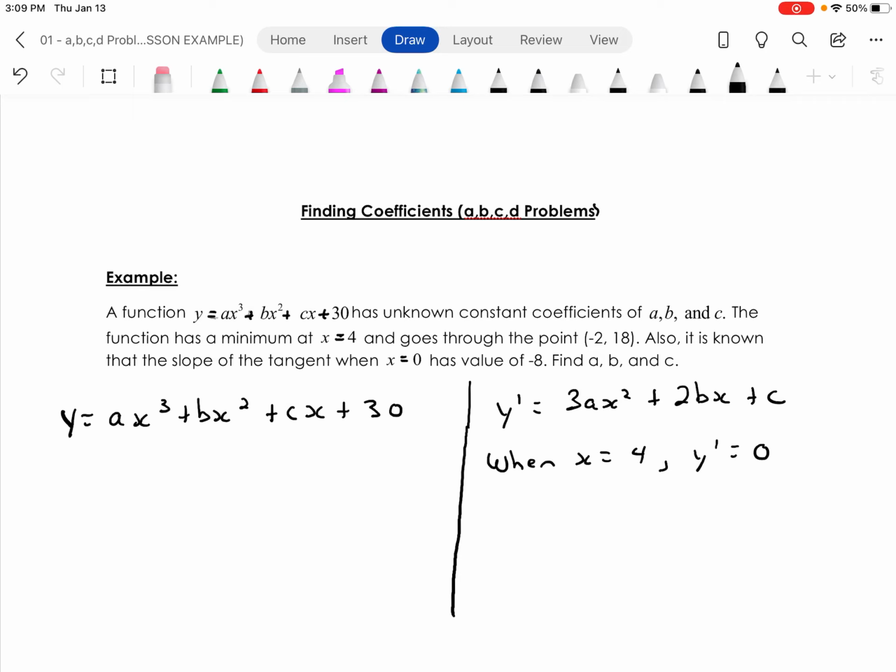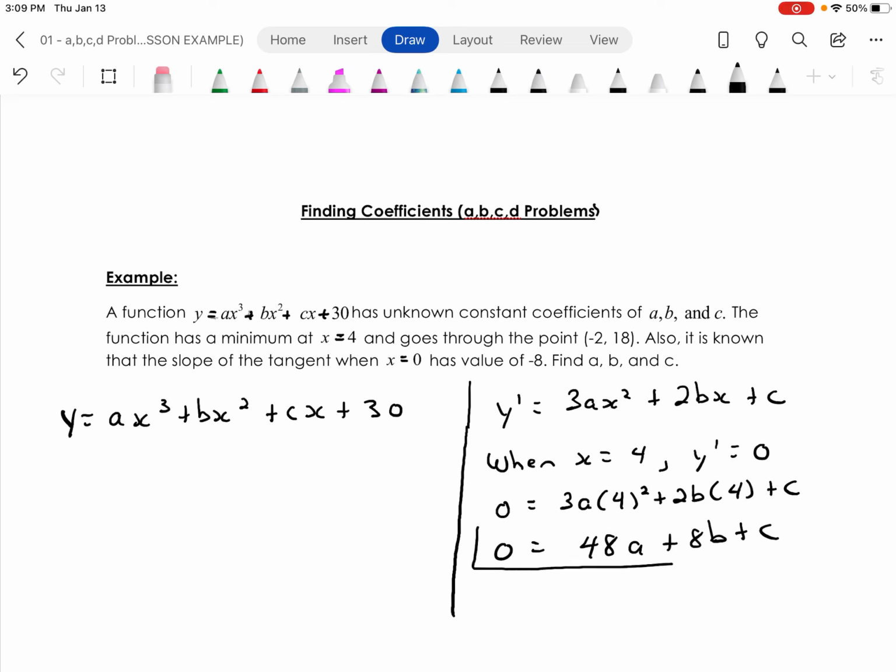And I just sub those values in. That is, y prime is 0. Sub in x of 4. And after I tally that up, I get 48a plus 8b plus c.